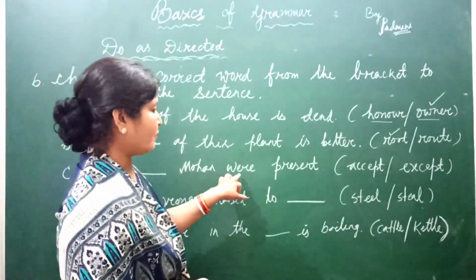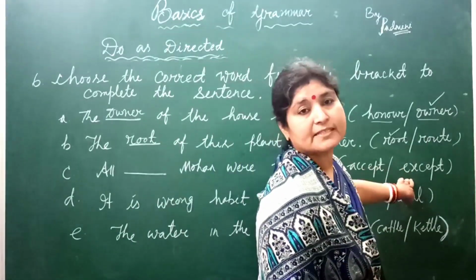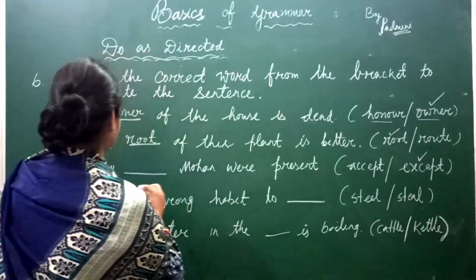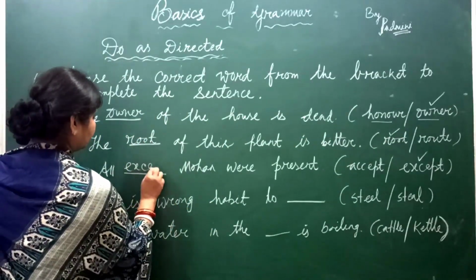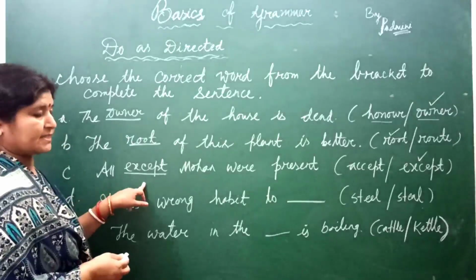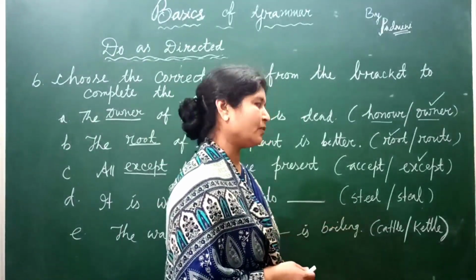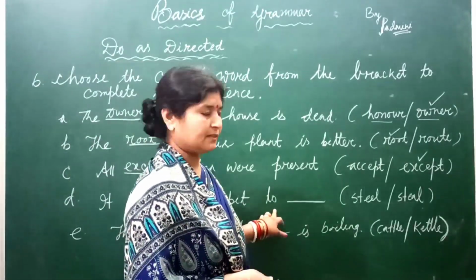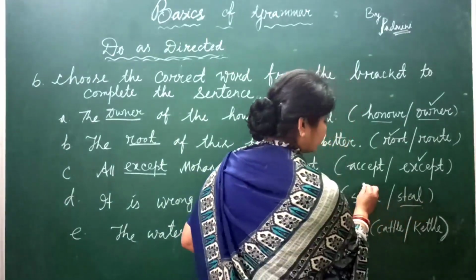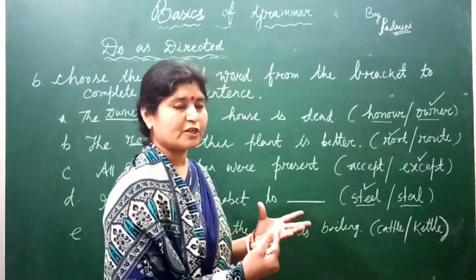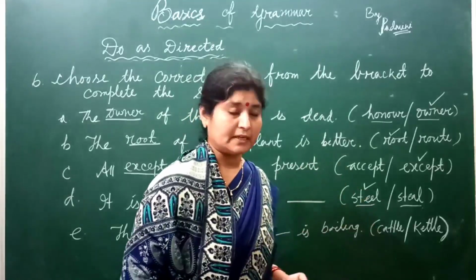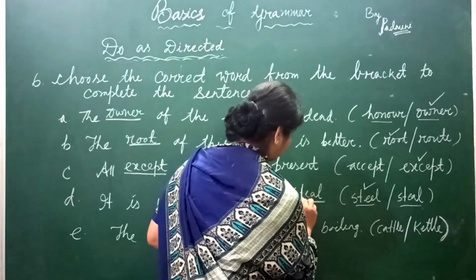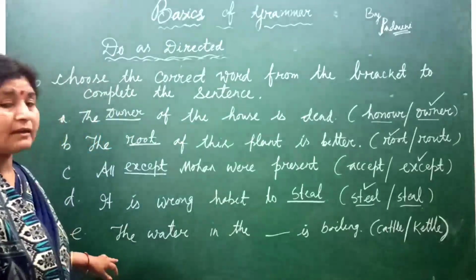All blank Mohan were present. Except. What? Correct answer is except. All except Mohan were present. Okay? It is wrong habit to steal. Steal and steal. This steal is a material noun from which we make different usable things. Then steal, S-T-E-A-L. Okay?